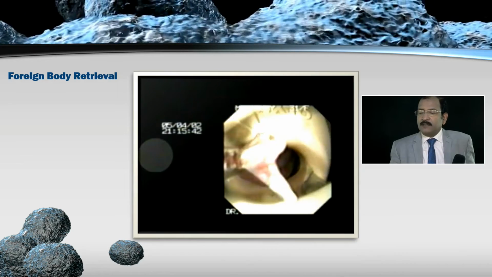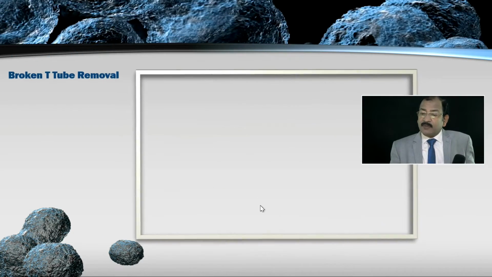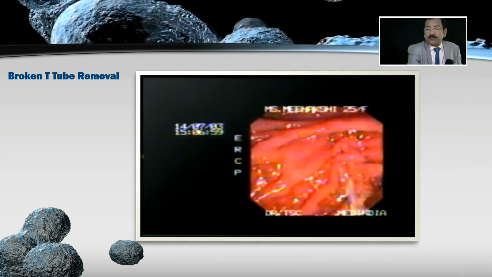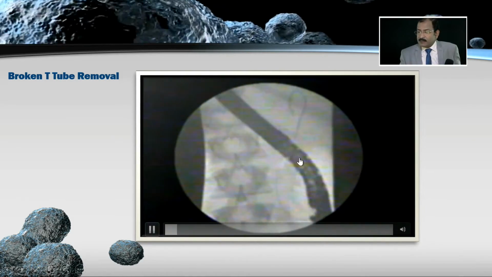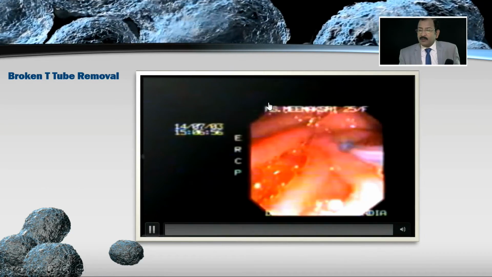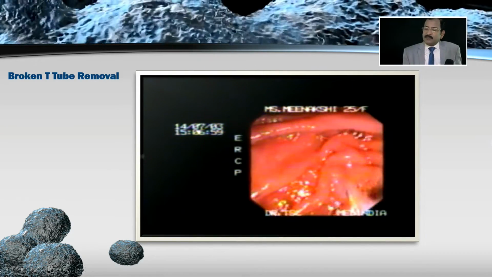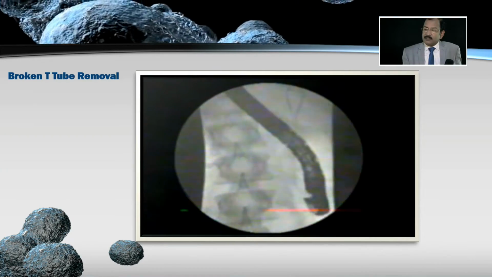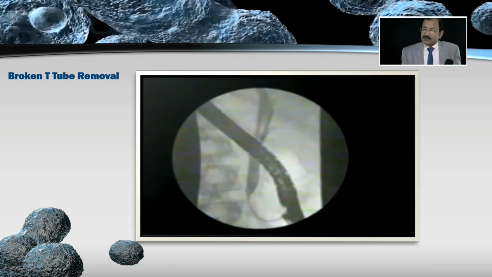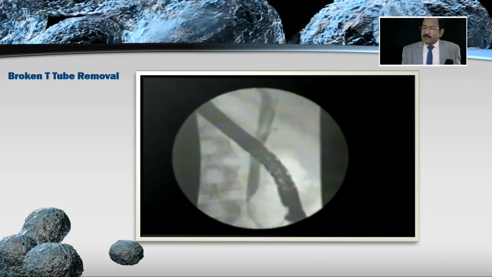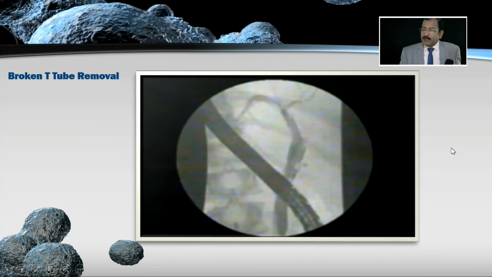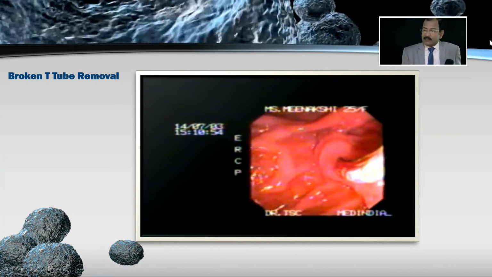So, it is done. Then you have one more procedure, that is broken T tube removal. In this patient, the T tube was broken. Here this is the guide wire going in ERCP, and this is the broken T tube, where laparoscopic CBD exploration was done, the T tube was put, and at the end of 14 days, when the surgeon wanted to take it out, it was broken. Now you can put a Dormia basket and try to trap it.